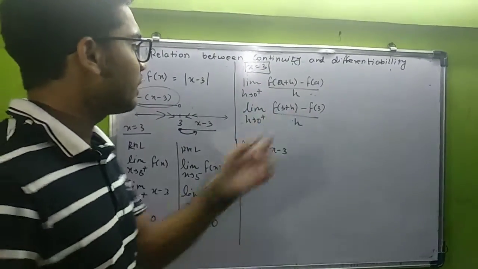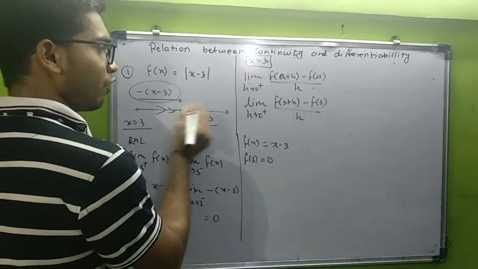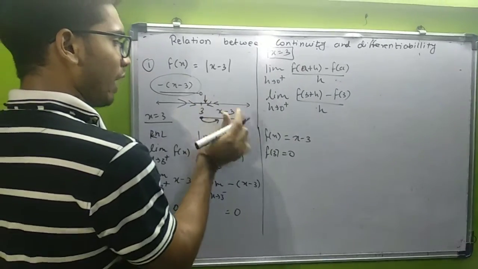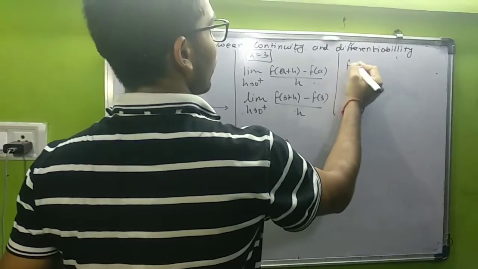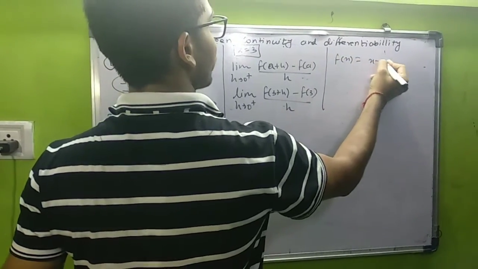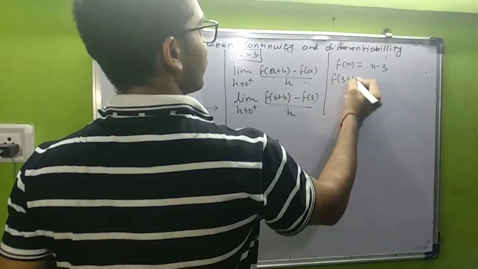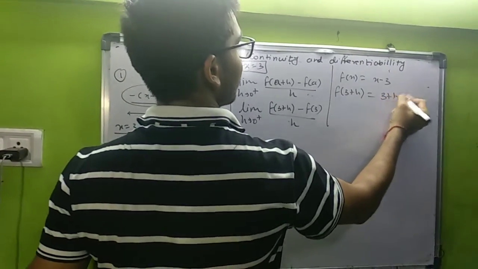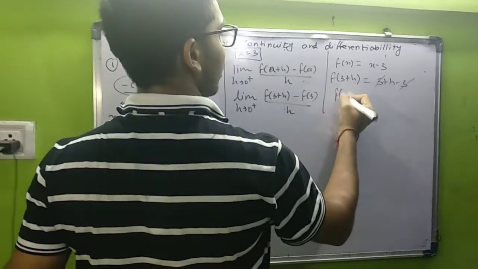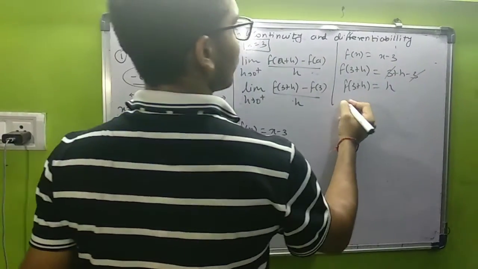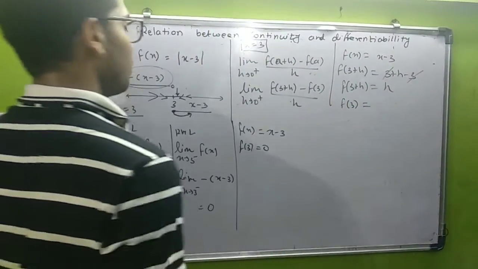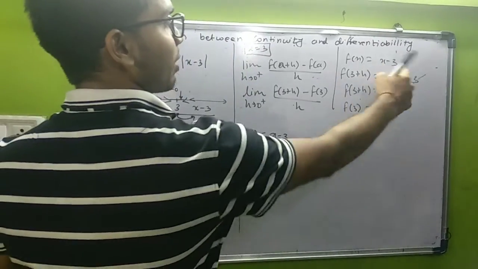Now you can see 3 plus h, 3 is over here, if you'll add little bit in it, this is going to lie in this region and the function is x minus 3. तो यहाँ पे फंक्शन क्या हो गया हम लोगों का, f of x is equal to x minus 3. Therefore f of 3 plus h is going to be 3 plus h minus 3 and this will cancel out. So we are getting h in this case. And what is f of 3? So f of 3 will be 0. f of 3, 3 minus 3, 0.